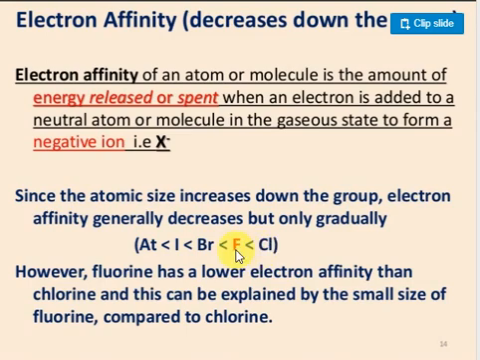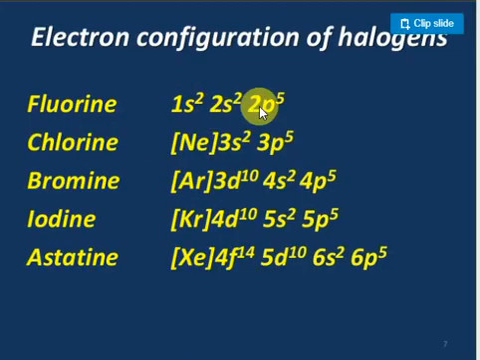You may ask, sir, how is it possible? Remember here, just consider that there are two shells. If you add one electron, you have to add it to the p orbital. How many electrons are there in the p orbital? 5 electrons are there. So whenever you add an electron, attraction forces and repulsion forces are there. In fluorine, repulsion forces are more predominant because of its small size only. It will not take the electron easily.